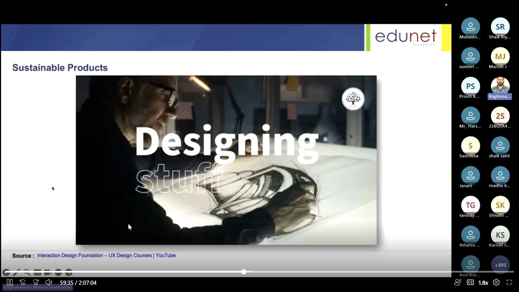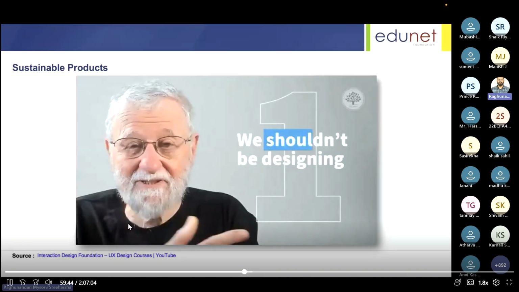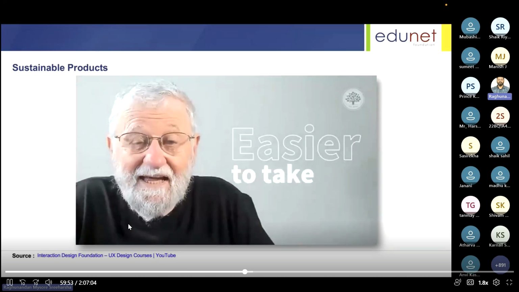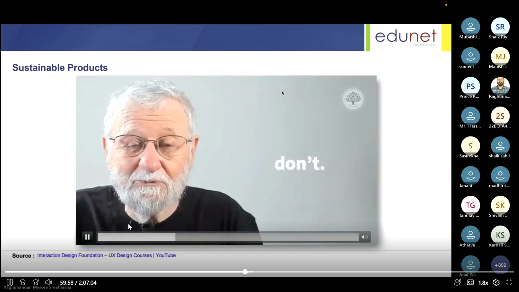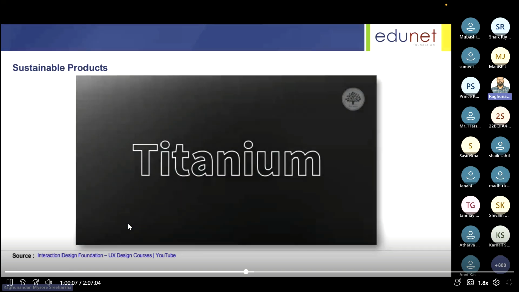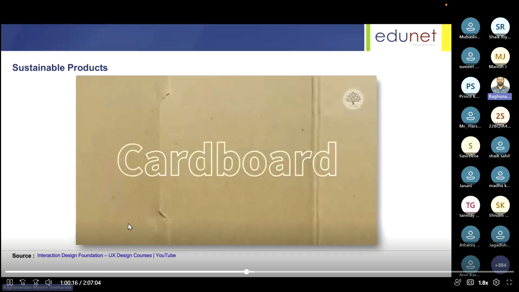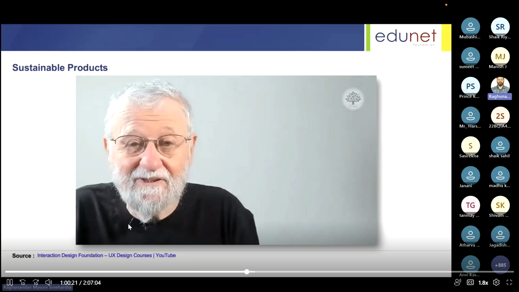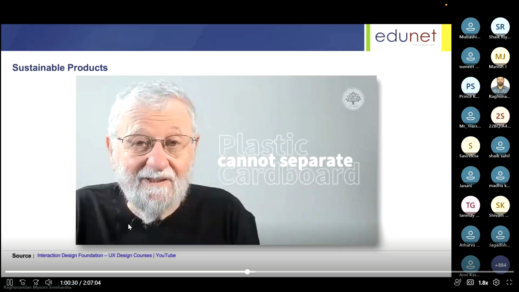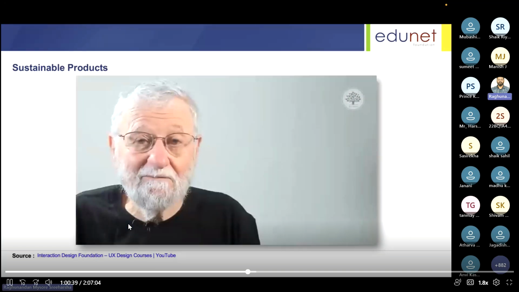Why are designers designing stuff that destroys the environment in its making and destroys the environment in its replacement? First of all, we shouldn't be designing these things. Second of all, we could design it with less difficult material, material that was easier to take out and use again in some other purpose, but we don't. We have these wonderful compound materials. We join wood and leather and aluminum and titanium and all this stuff together in a way that can't be taken apart. Even something like a milk carton that we all use, which is made out of cardboard, can't be recycled because it's covered by a plastic. Until we take the plastic off of it, yeah, there are some people who can remove it, but lots of the recycling places cannot separate the plastic from the carbon. Why can't we do better than that? Look, this product may make us a lot of money, but it's evil for the planet. We must change it. We can't do that.